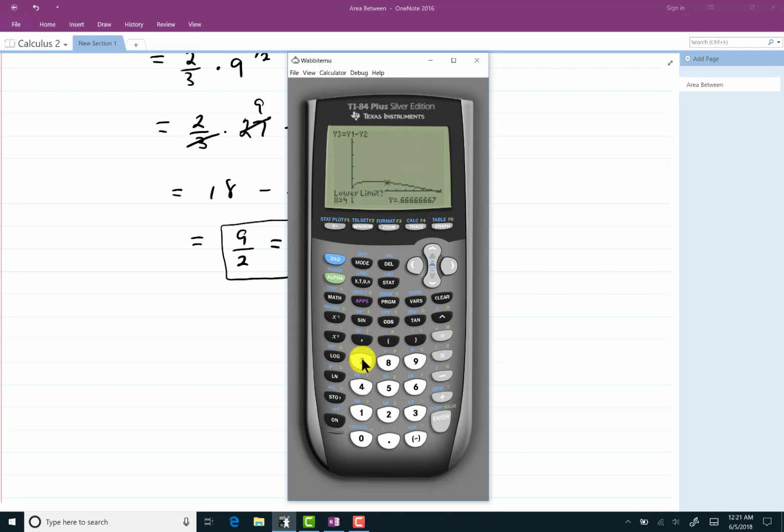The lower limit, I'll put in 0. Just puts a little star there to let you know. And then the upper limit is 9. So all this stuff can help you verify that what you're doing must be right. There it goes, 4.5. Yes, it has a little bit of an error here, but that's okay. This tells me with no uncertainty that I have the right answer exactly.